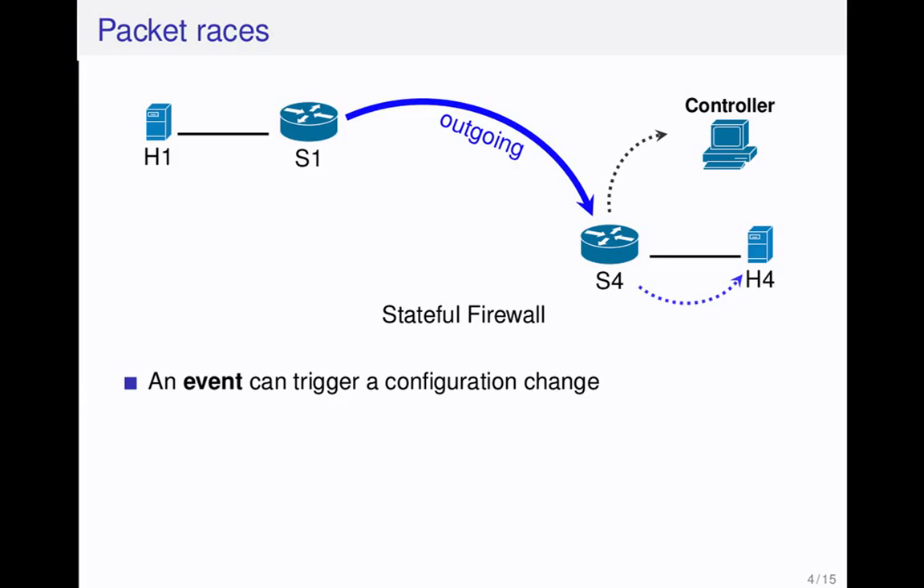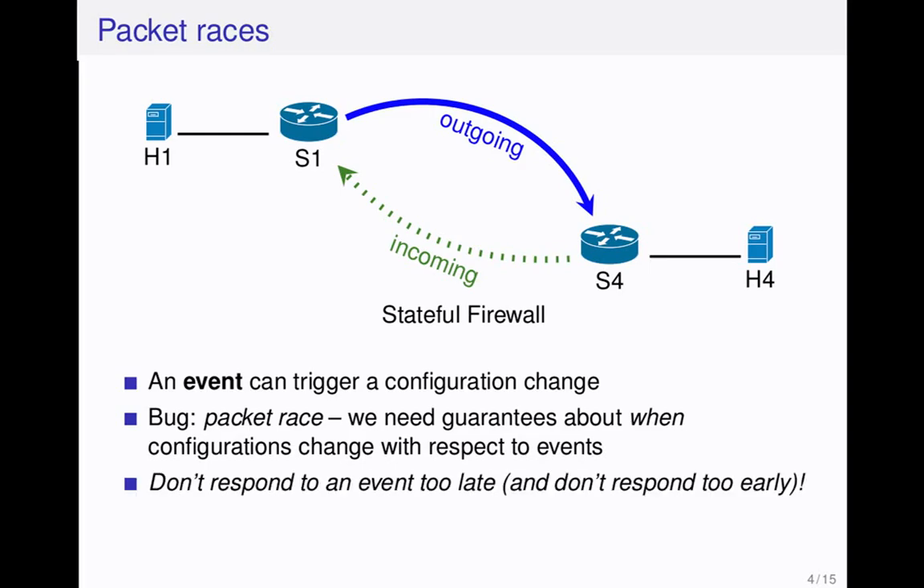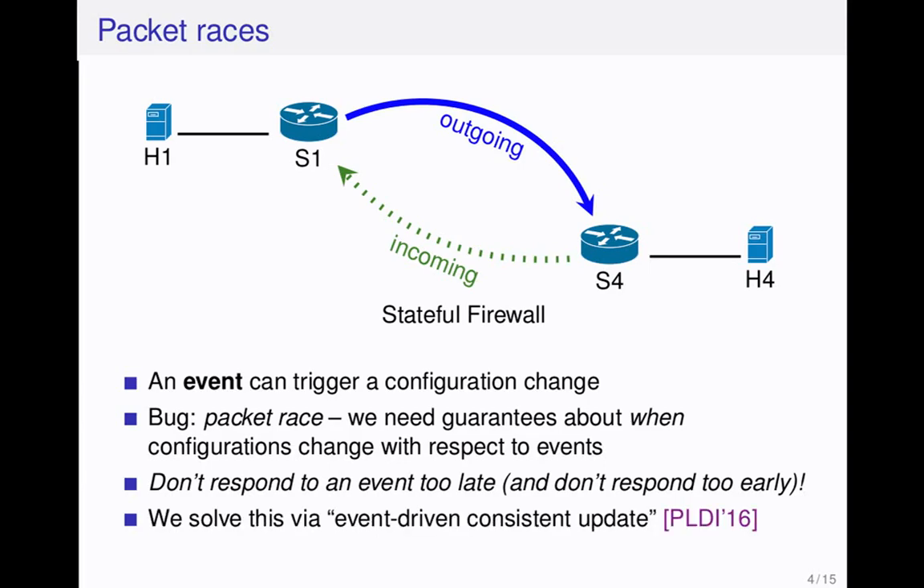the switch sends a message to the controller to notify it about this event. It also forwards the packet to the destination. In the meantime, though, the destination replies, and only then does the controller respond to set up the incoming path. So this is a problem, and we refer to this as a packet race, and we need guarantees about when the configuration should change with respect to those events. In particular, don't respond too late or too early to events.